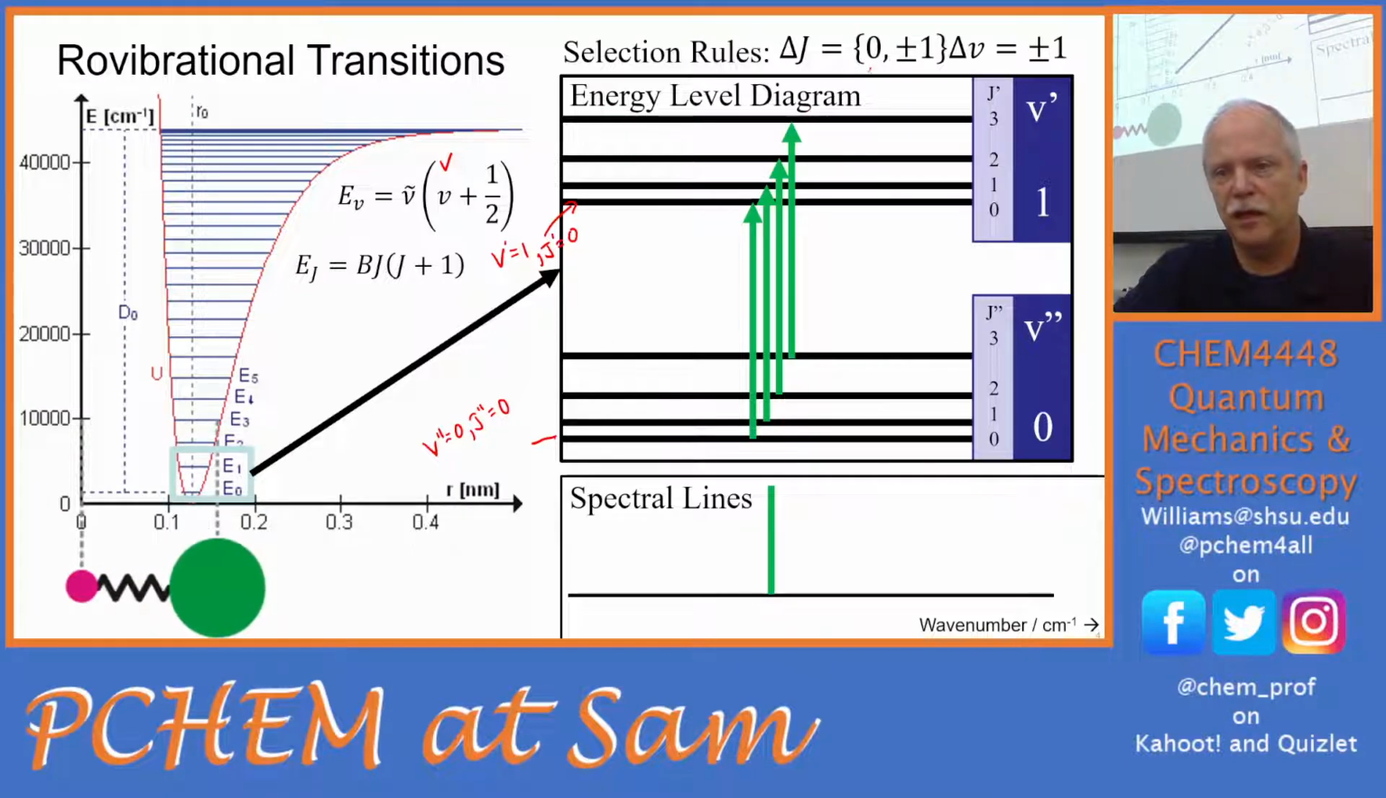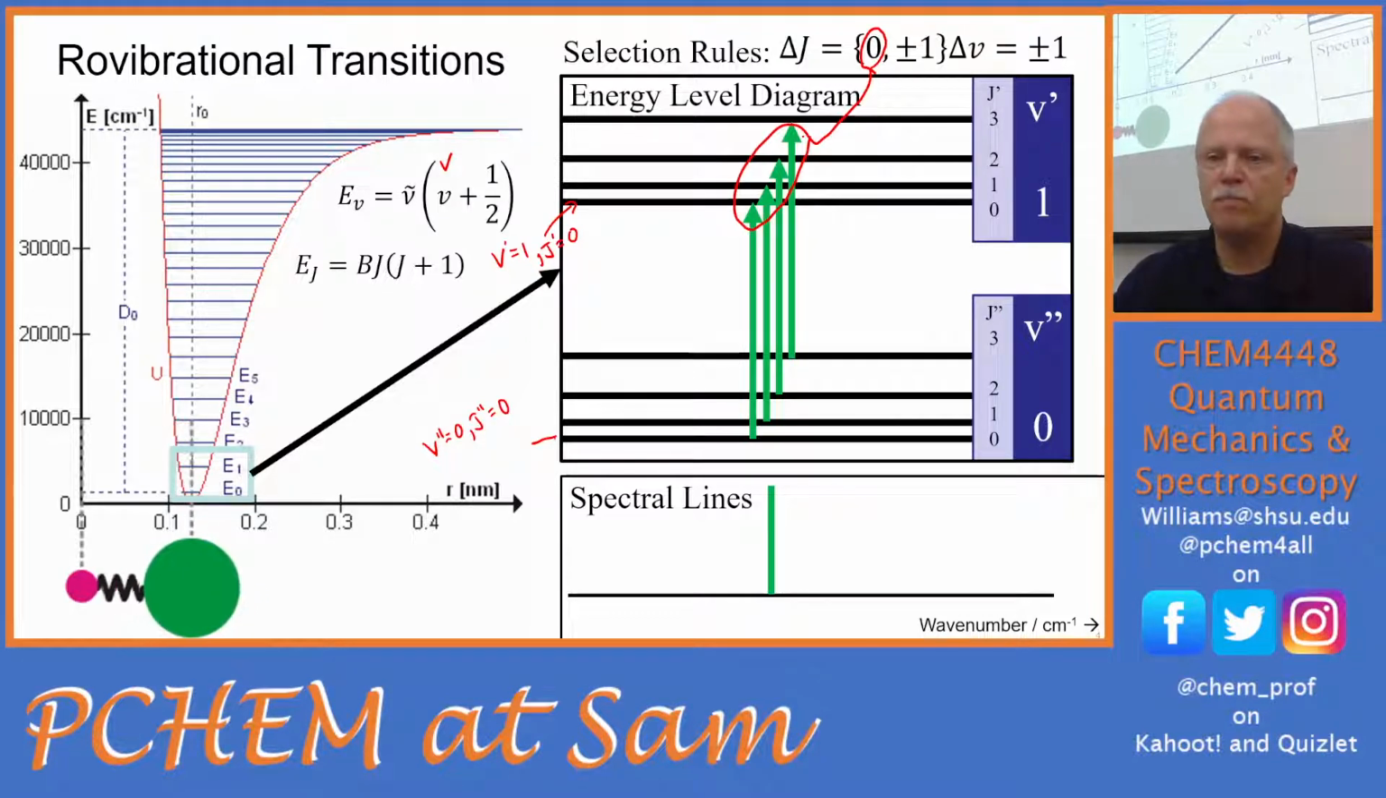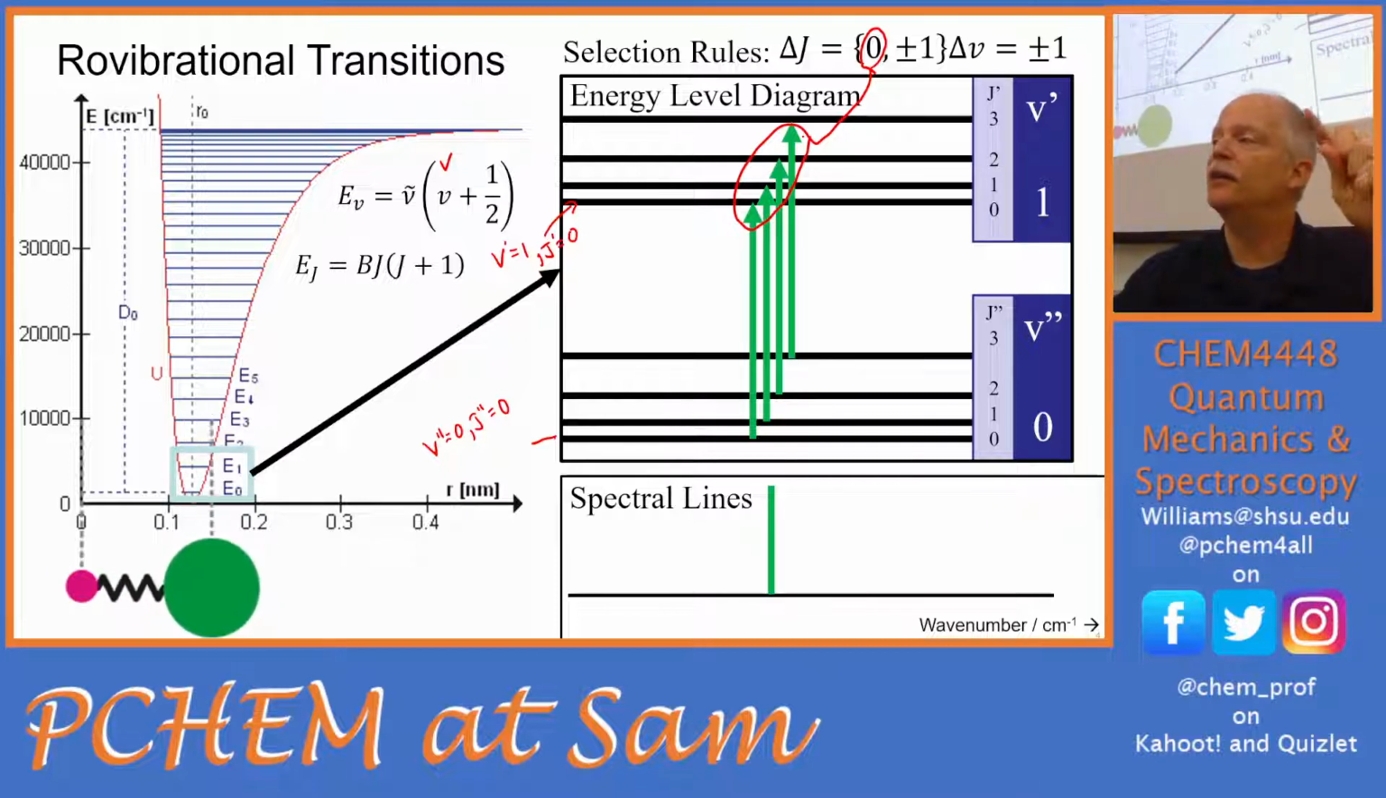I'll go ahead and circle that, and circle all of these. Okay. So those are all delta J equals 0. And you can look at the energy level diagram and see that. It's 0 to 0, 1 to 1, 2 to 2, 3 to 3.